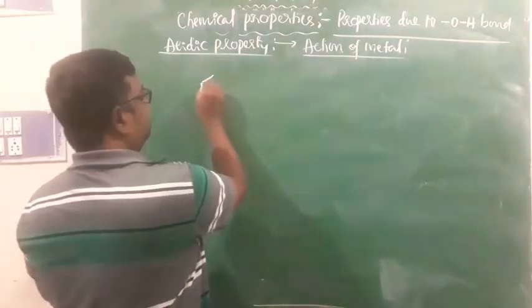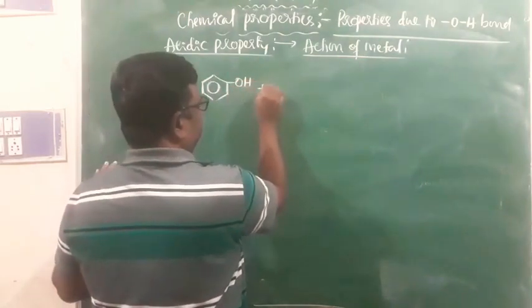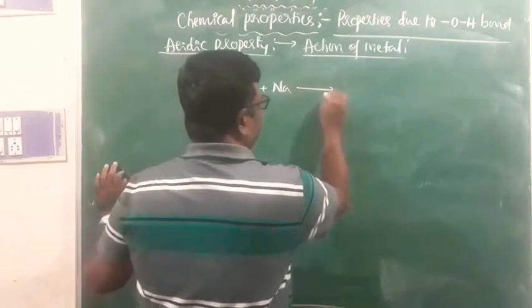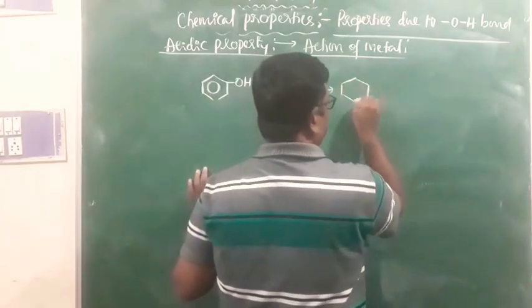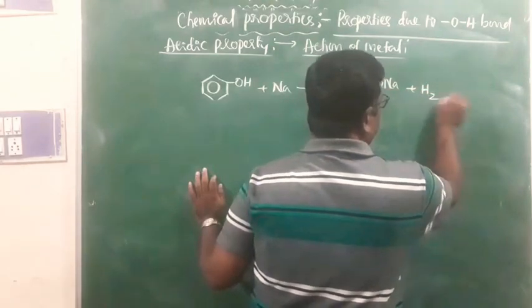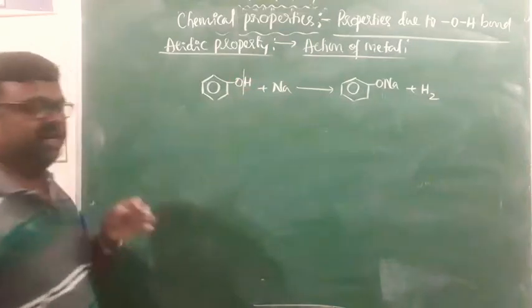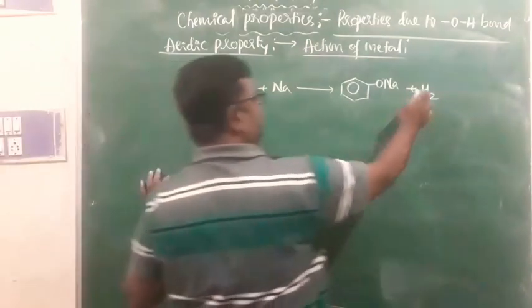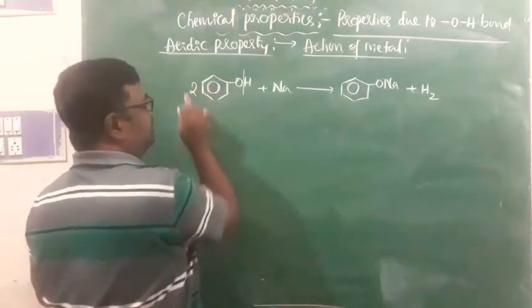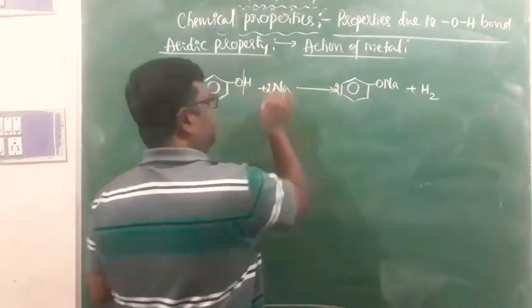When phenol reacts with sodium metal, you are going to get hydrogen gas with the formation of sodium phenate. You know that the OH bond has broken. To balance it, we multiply by 2 here, and then 2 here, so we get 2 Na, and this is what we call sodium phenate.